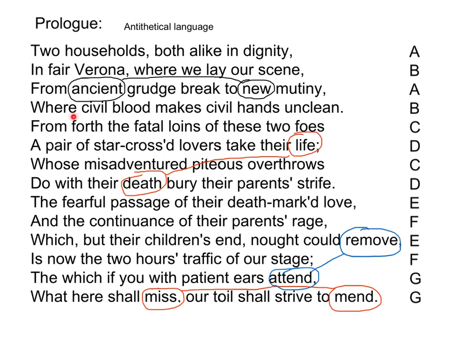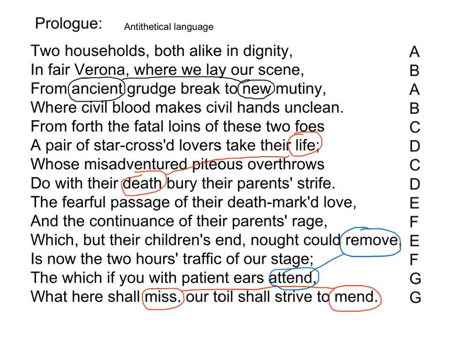And there's been a lot of civil blood. There's been a lot of fighting. And so from the loins of these two foes, the Montagues and the Capulets, a pair of star-crossed lovers come into existence, and they will be Romeo and Juliet. And so what do they do? They take their life. They kill themselves. Right? Star-crossed means that they're destined to be together. Right? And so we kind of get this setup to the story.